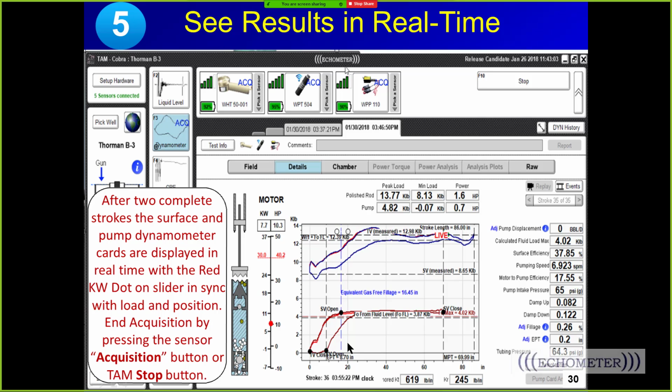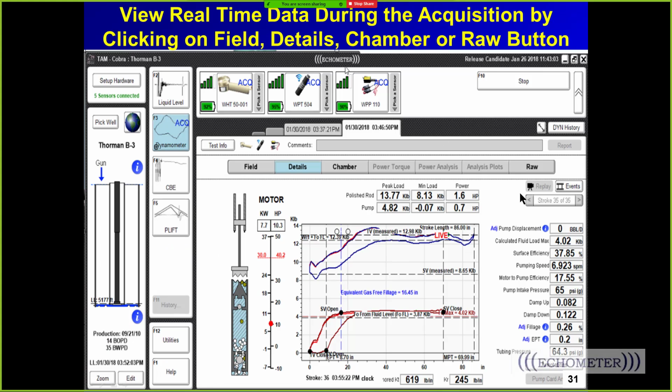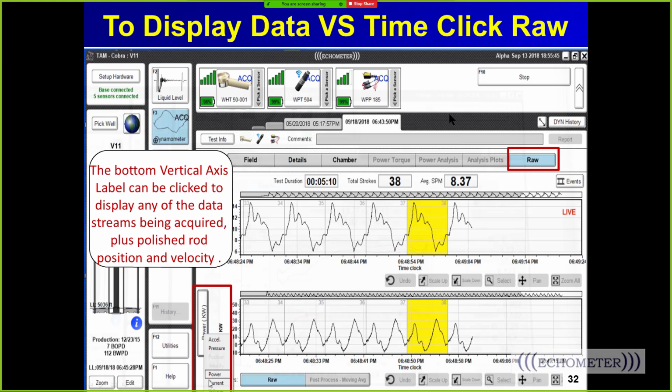So we want to start acquiring data when the pump unit first turns on to see if the pump is full, and if it's going to pump off, we'd watch it until it pumps off, or maybe we want to see if the pump will pump full, what the pump card looks like when it's full, and what it looks like when it's pumped off. And we're just acquiring data here. We're going to click the stop button to stop acquisition.